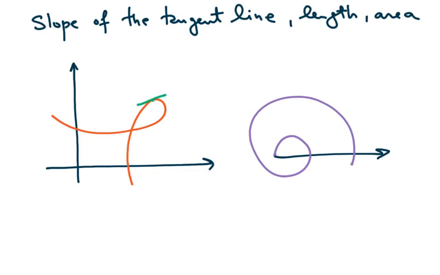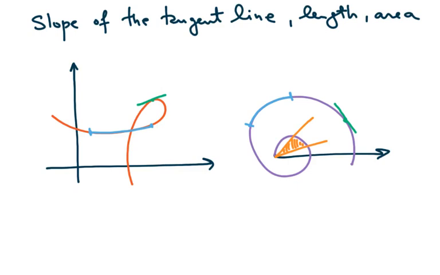So in each of these cases, we should be able to calculate at any given point what is the slope of the tangent line, and we should be able to calculate also, for instance, the arc length. We can calculate how long is this curve from here to here, how long is this piece of the spiral. And in the case of polar coordinates, we should also be able to calculate the area between two angles. So for instance, between this angle and this angle, we may be interested in knowing what is the area there.